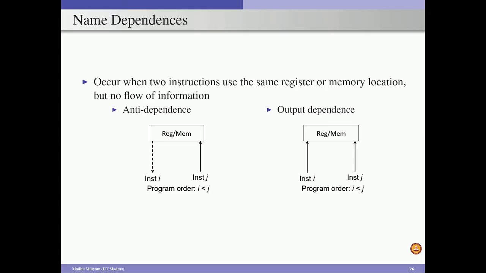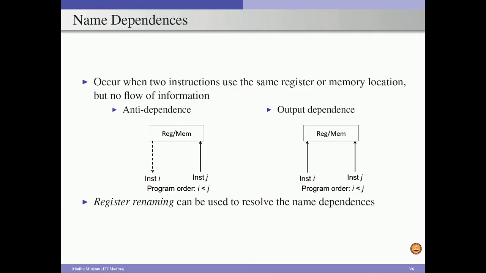But in this case also, there is no flow of information between these two instructions, and in fact both instructions are producers. There is no consumer. So, effectively name dependencies are false data dependencies because there is no data flow between producer and consumer, but they use the same register or memory location. As a result there is a dependency, and we have to eliminate it in our program, so that we can schedule these instructions in an out of order fashion to exploit instruction level parallelism.